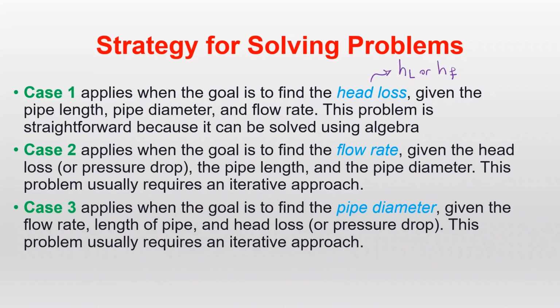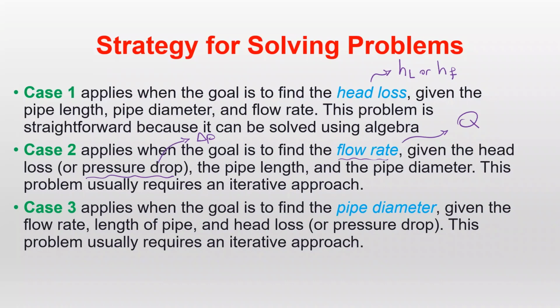So case 2, which is a little bit more complicated, is when your goal is to find flow rate, or Q, or pressure drop, delta P. So in this case, the pipe length and the pipe diameter have been given to you, and this type of problem usually requires some kind of iteration or iterative approach.